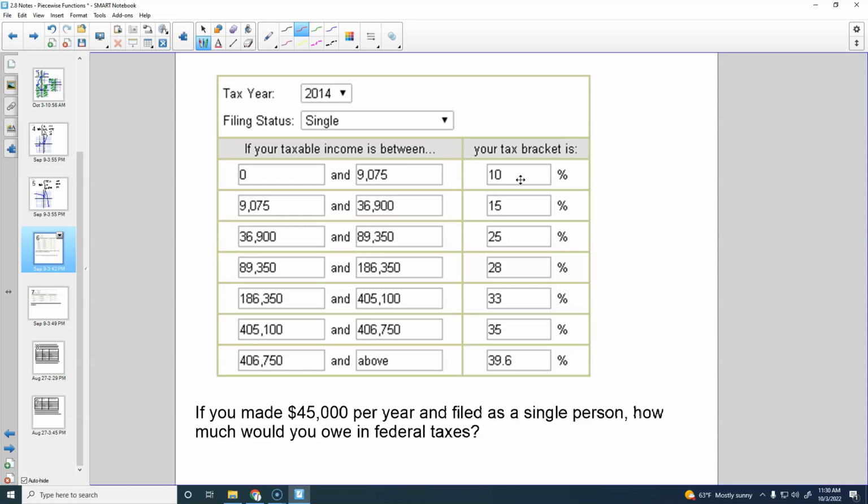Now, at the end of the year, you will file your taxes. A lot of you may not have to file taxes because you do not make enough money, and your parents claim you, so you may or may not have to file depending on how much money you make. But if you make above a certain threshold, you are going to have to file your taxes.